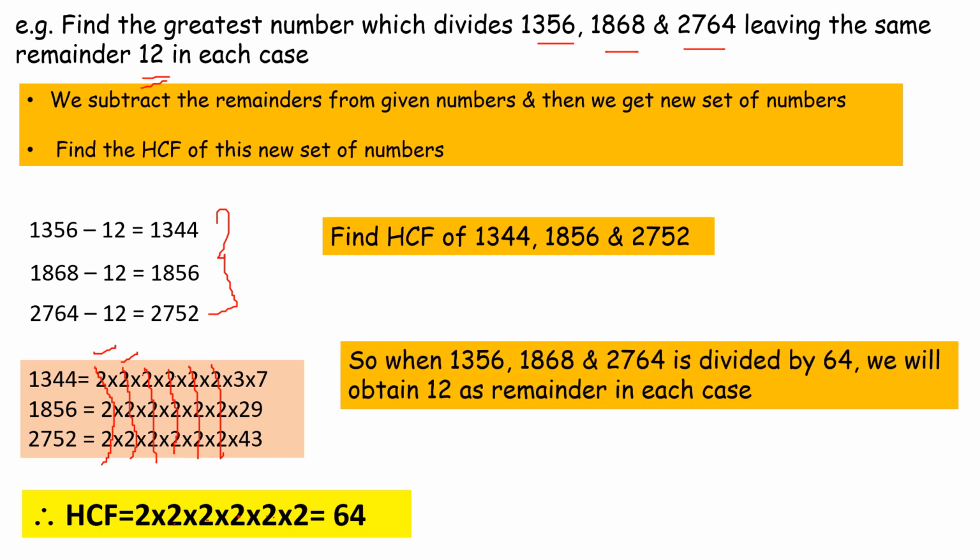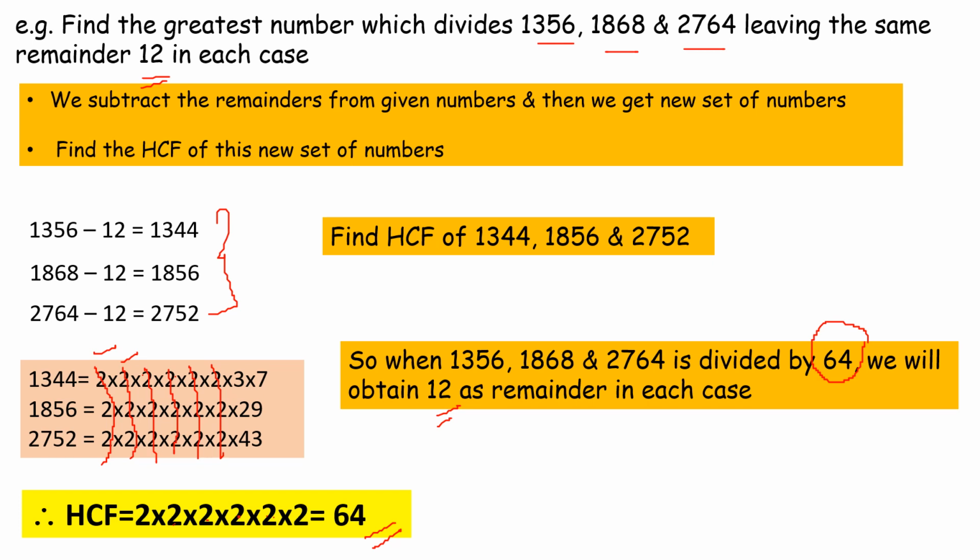So what it means is that when the given set of numbers, 1356, 1868 and 2764, is divided by 64, we will obtain 12 as the remainder in each case. So basically we are finding the divisor. HCF means we are finding the divisor. Hope it is clear.